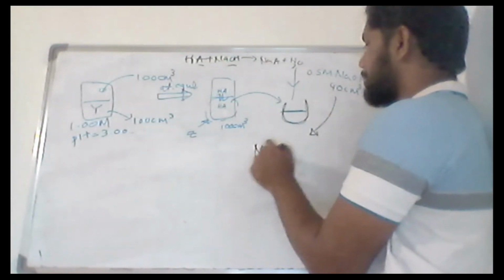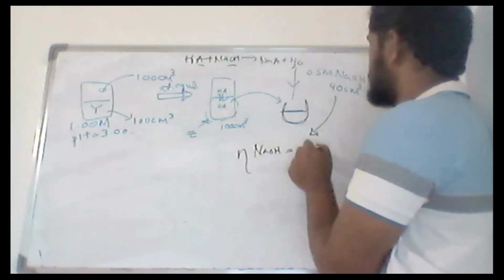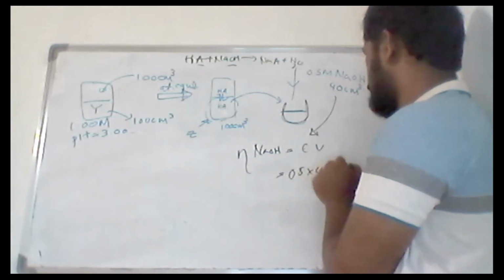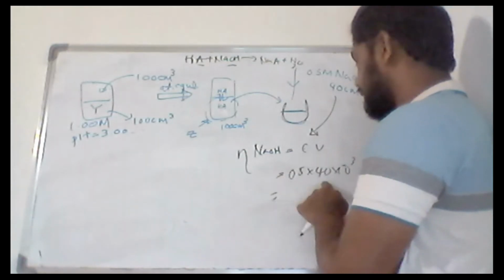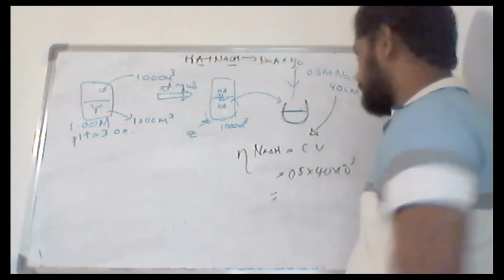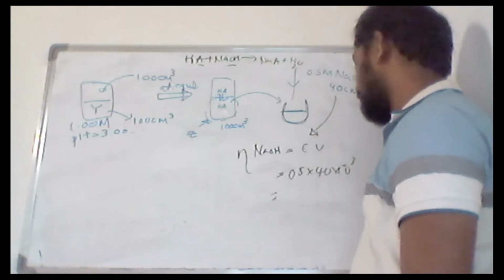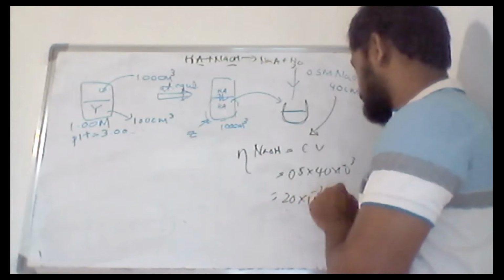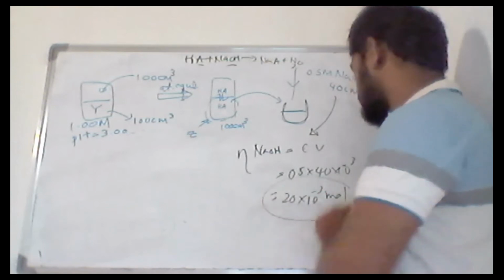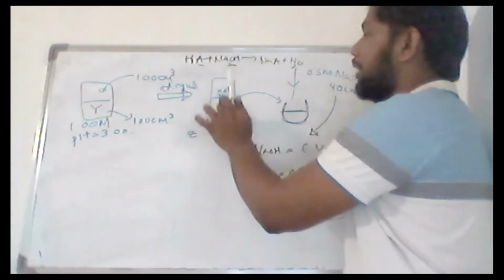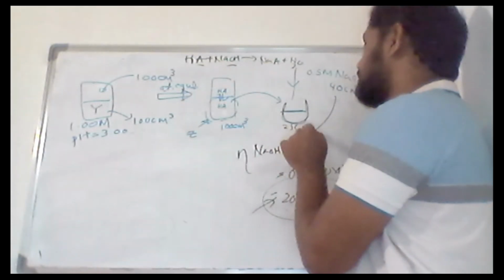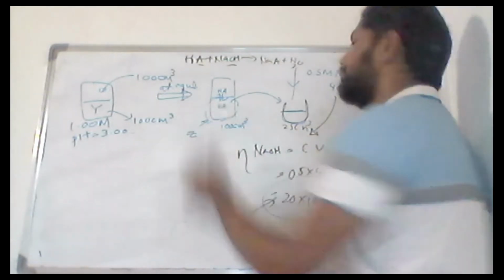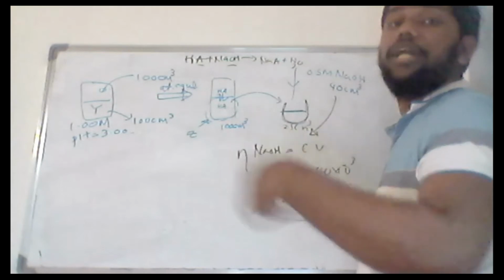So NaOH number of moles is CV. Concentration is 0.5 m, 40 into 10 to the power minus 3. So basically 40 into 5 means 200, so 20 into 10 to the power minus 3 moles. So this much will be present in 25 cubic centimeter. Don't forget, this is in 25. But here Z solution is 100, which is 4 times.